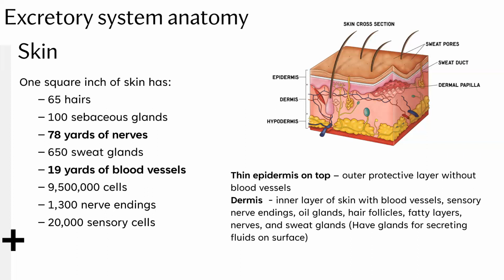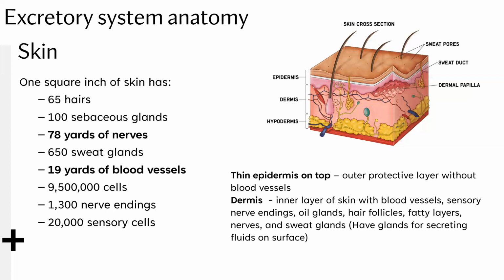And they've got about 19 yards, 19 meters of blood vessels. So a yard and a meter are approximately similar. I think it's 0.9. But basically, 15 to 20 meters, that's a significant amount of blood vessels in a single inch squared. So those are some very interesting and insightful numbers there. But then you've also got about 10 million cells involved and about 1,300 nerve endings or junctions. And they've got about 20,000 sensory nervous cells, which is also a big figure.